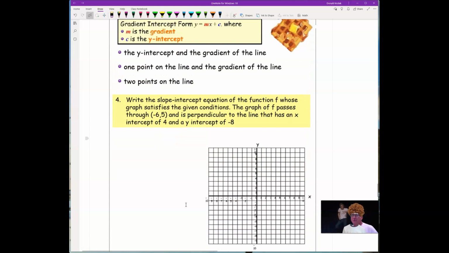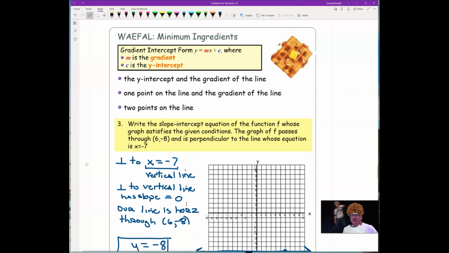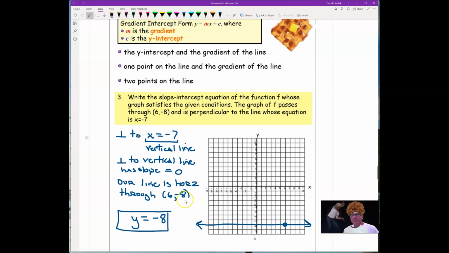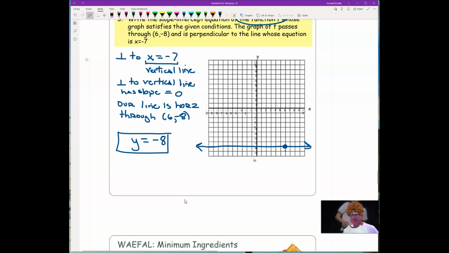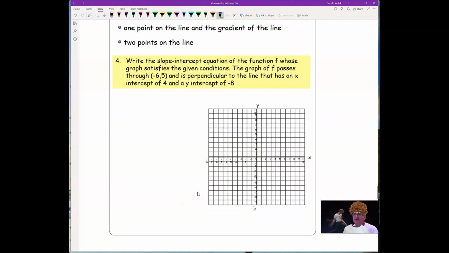Write the slope-intercept equation. And by the way, if it says function, when you put this into MyMathLab, you would write this as f of x equals -8, if you're prompted to write the function.